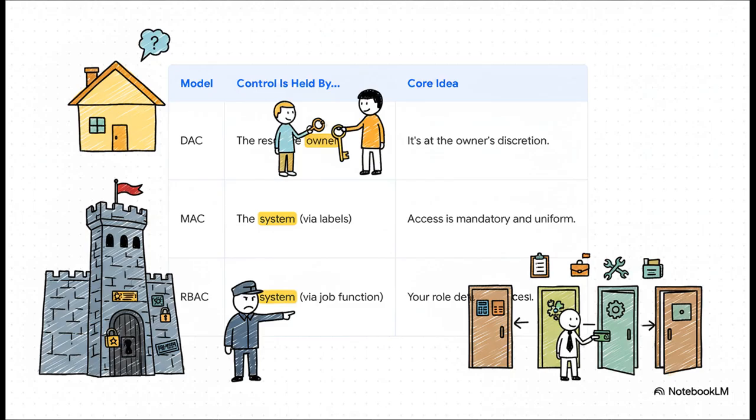And finally, we have the most common one you'll see today, role-based access control, or RBAC. Here, the system gives you access based on your job. Are you in HR? You get access to HR files. It's the workhorse of the corporate world because it's just so much easier to manage. When a new person joins, you just assign them a role, and boom, they automatically get all the right permissions.